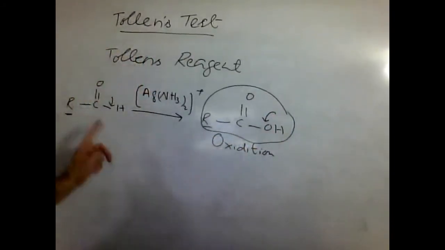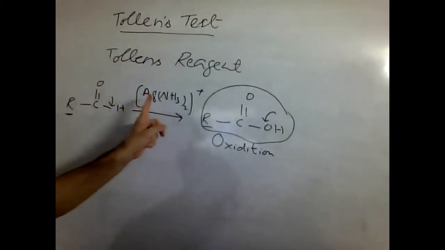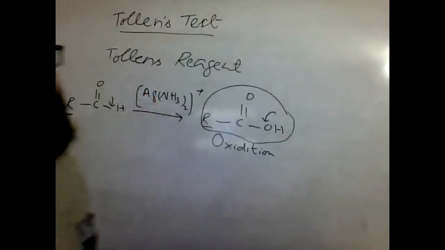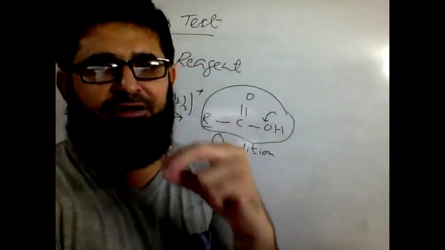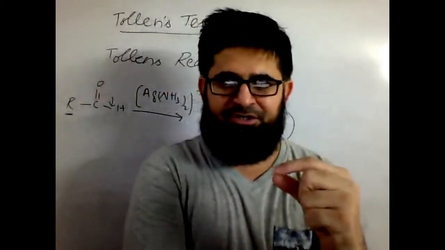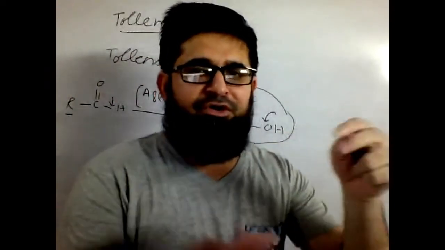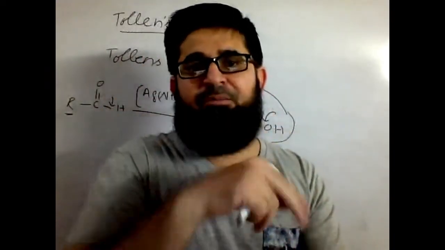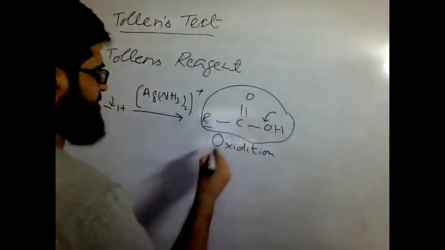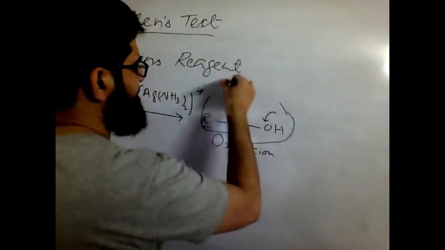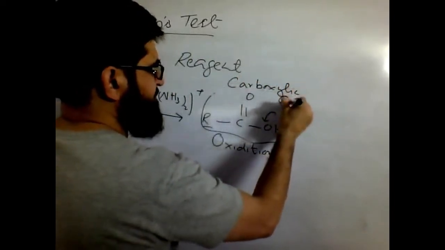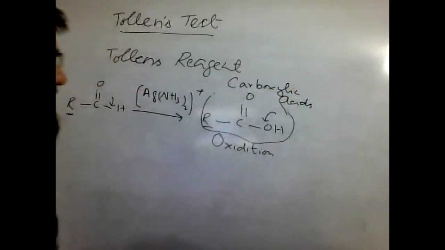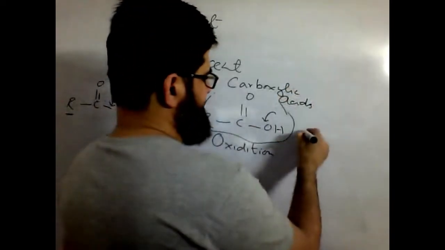It has undergone an oxidation during the reaction of the aldehyde with ammoniated silver nitrate. What has happened inside the test tube? The aldehydes have undergone an oxidation. They have been converted into the corresponding acids, carboxylic acids. That is carboxylic acids.